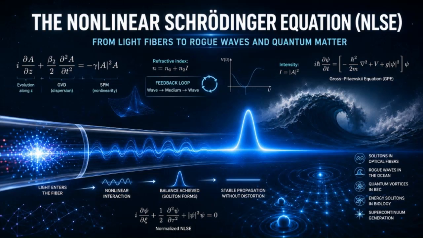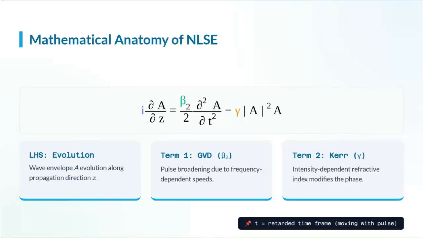And remarkably, the same mathematics appears not only in optics, but also in ocean waves, quantum fluids, and even biological systems. As you can see in the equation on the screen, this is the standard form of the nonlinear Schrödinger equation used in optical fiber physics.